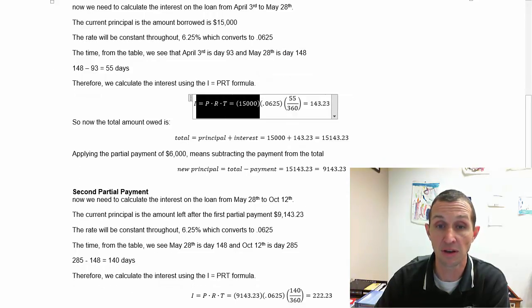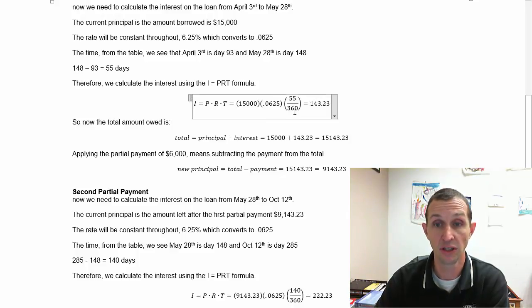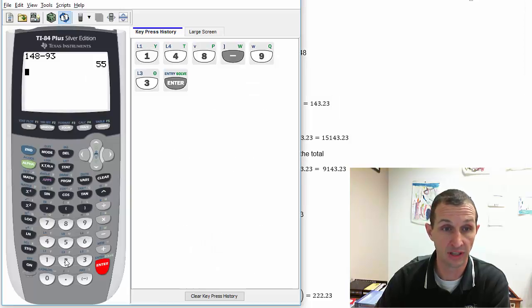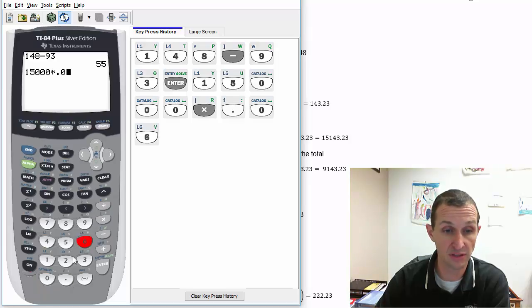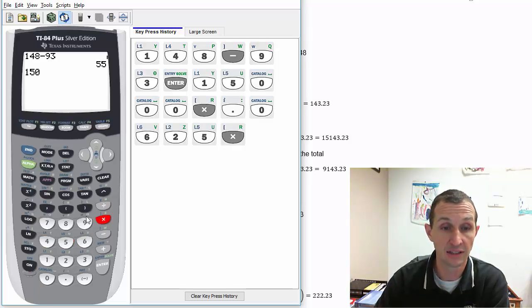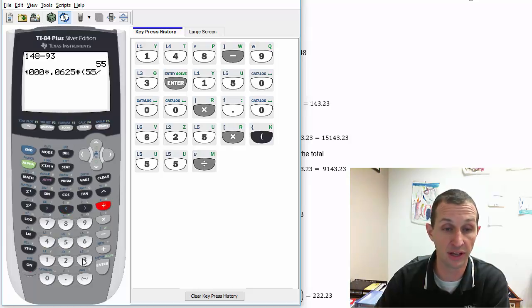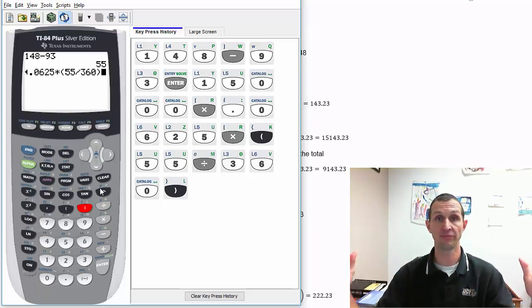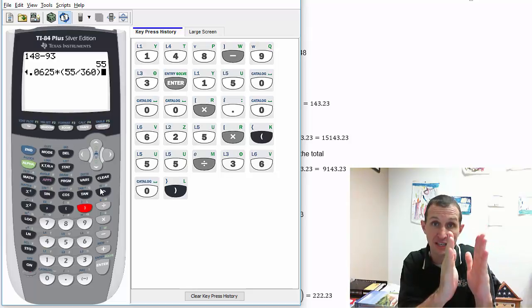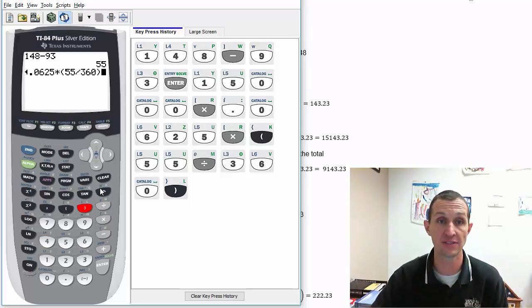Now we plug in I equals PRT. P is the 15,000, R is 0.0625, and then 55 divided by 360. Why 360? Banker's rule, the United States rule. So here we go: 15,000 times 0.0625, super important to convert that, times 55 divided by 360. This is the part of the year, because the rate is for a full year, and if I'm only doing part of a year, I need to know what fraction of a year that is. That's the 55 divided by the 360.